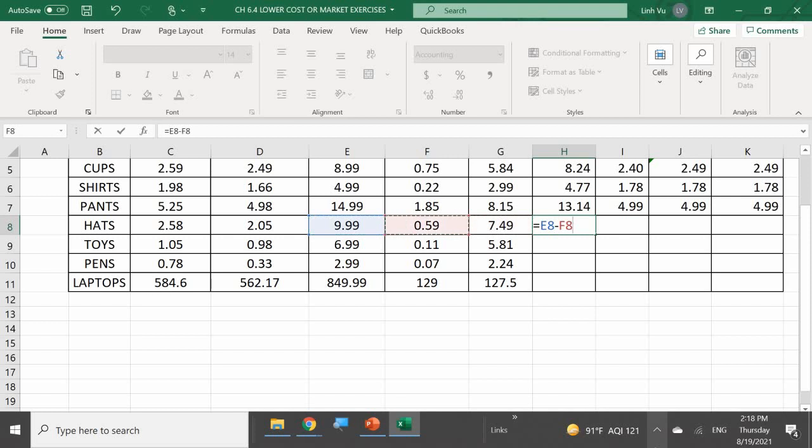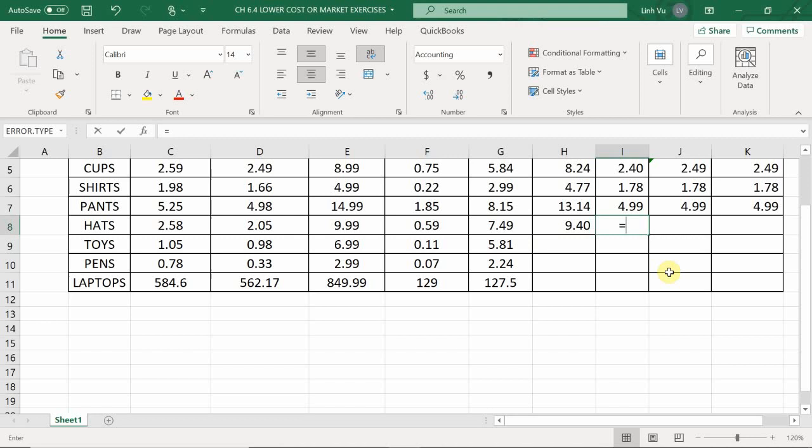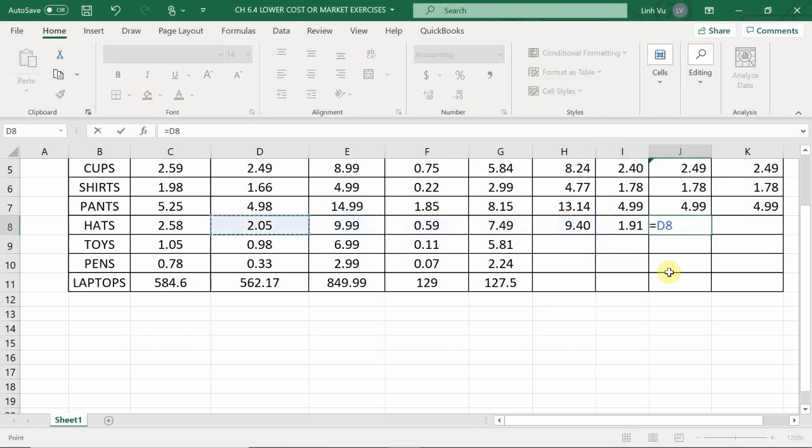$9.40. $9.40. Oops, I guess it's picking up. All right. What is my floor? $1.91. It was there. Yeah, $1.91. So let's go ahead and compare. Right? We got $2.05, $1.91, and we have $9.40. $2.05. Yes, right? So here my replacement is the market.